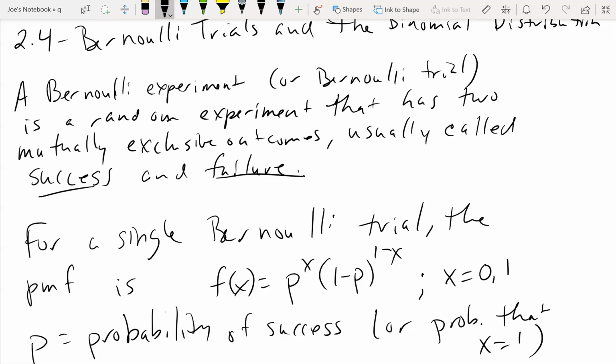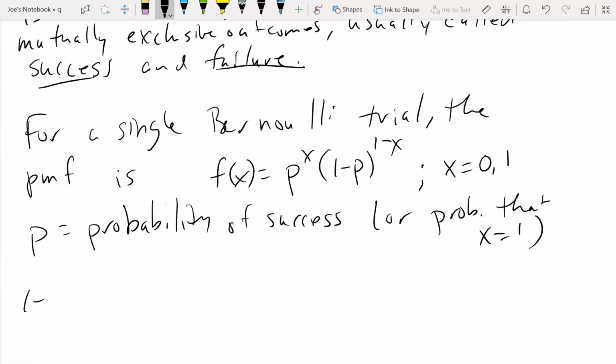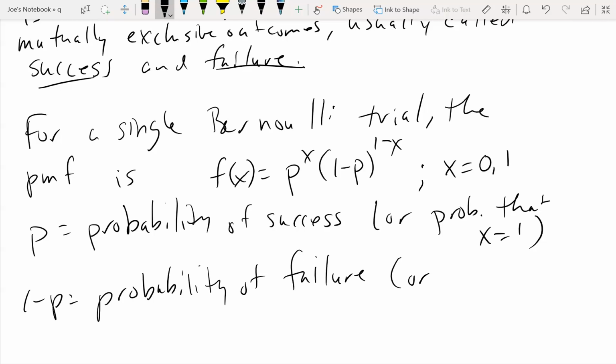Well, if your probability of success is p, and you have mutually exclusive outcomes, what does the probability of failure have to be? It has to be 1 minus p, right? Because the probabilities have to add up to 1, correct? So 1 minus p is your probability of failure, or the probability that x equals 0. So we're going to put the number 0 in for failure.